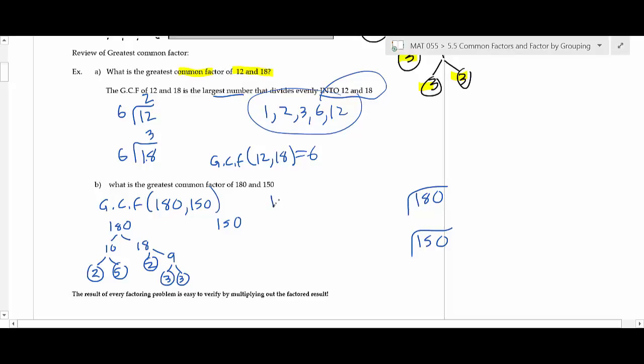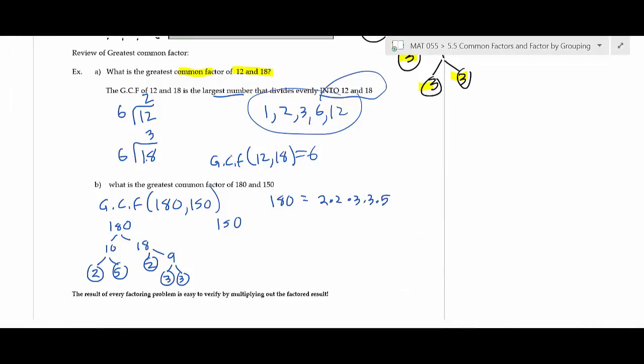So what I'm going to have you do is just write down that 180, and kind of do this in order. It's 2 times 2 times 3 times 3 times 5. Okay, that's called the prime factorization of 180. They're all prime numbers, and they multiply to give it.